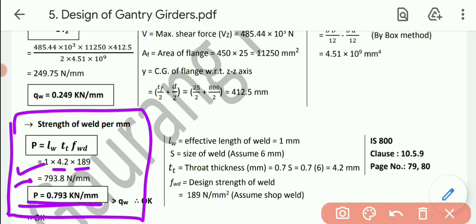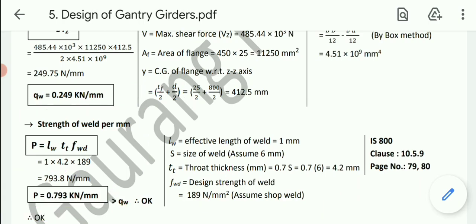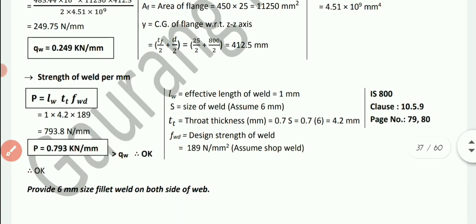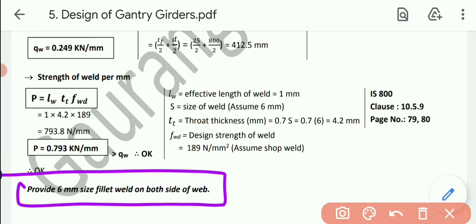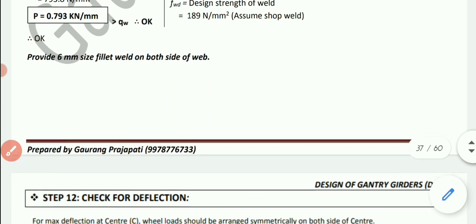So let's convert it into kilonewton per mm. We can provide the maximum strength of 0.793 kilonewton per mm, which should be greater than QW, that is 0.249, and it is greater than that. So provide 6 mm size of fillet weld on both sides of the web. That's the weld requirement criteria.